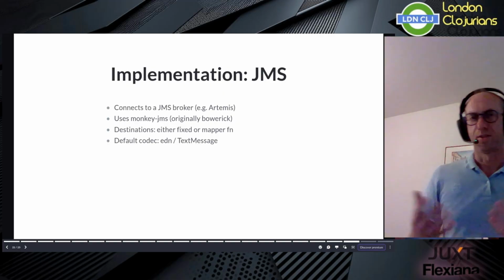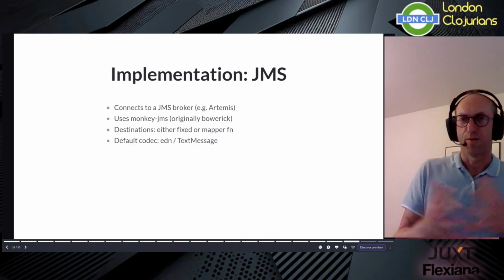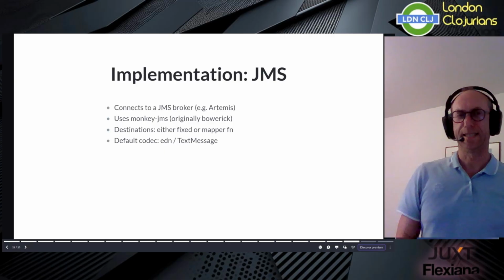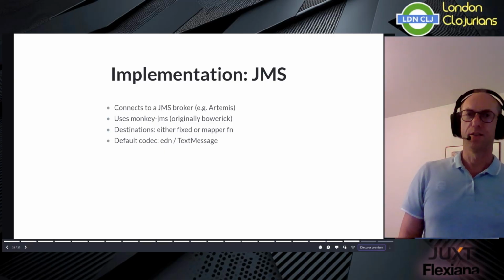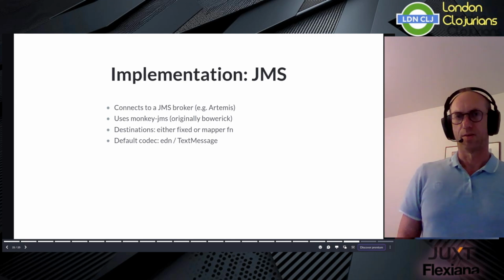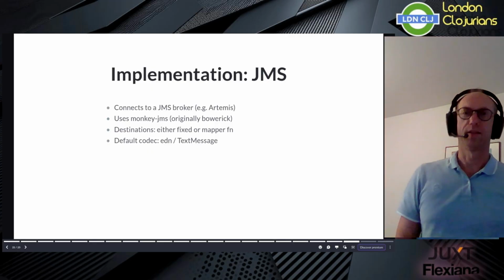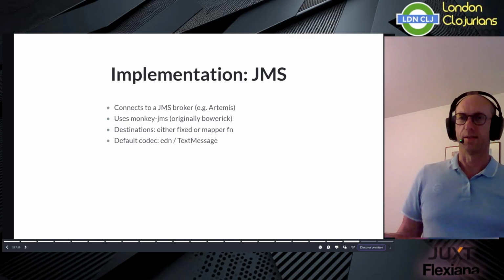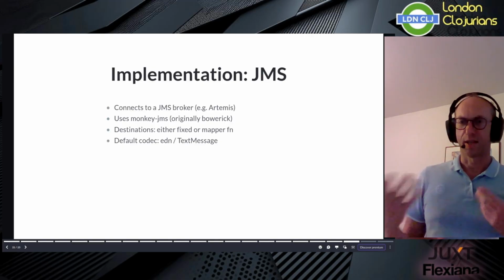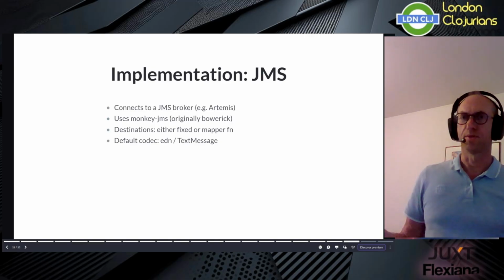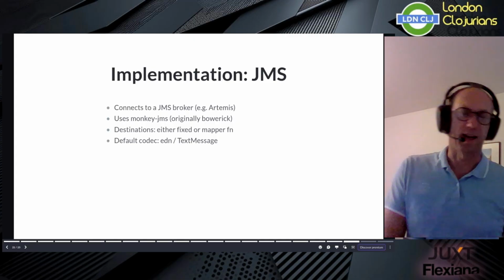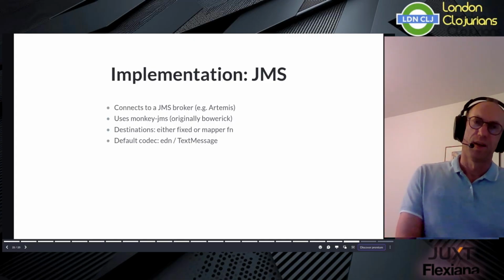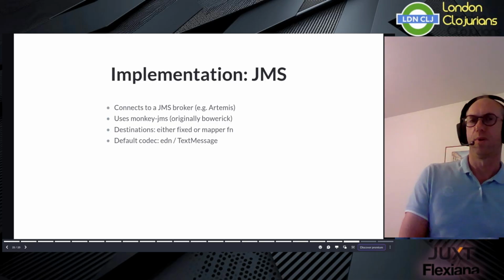So I already mentioned the problem with the destination. How am I approaching it in this JMS implementation library? The easiest way is to just allow you to specify a single destination when you create the broker. When you instantiate the broker, you say, okay, this is the destination. That means whenever you send out an event or register a listener, it will always use that destination. But that's not very practical.